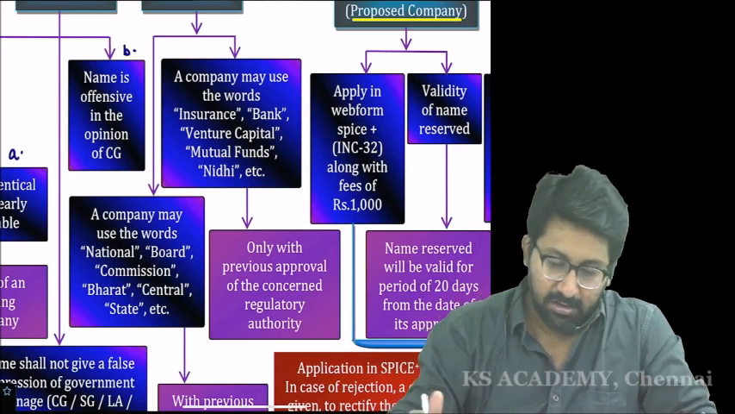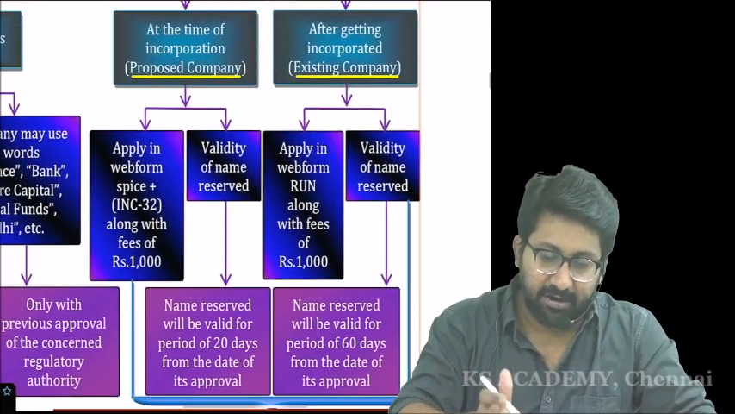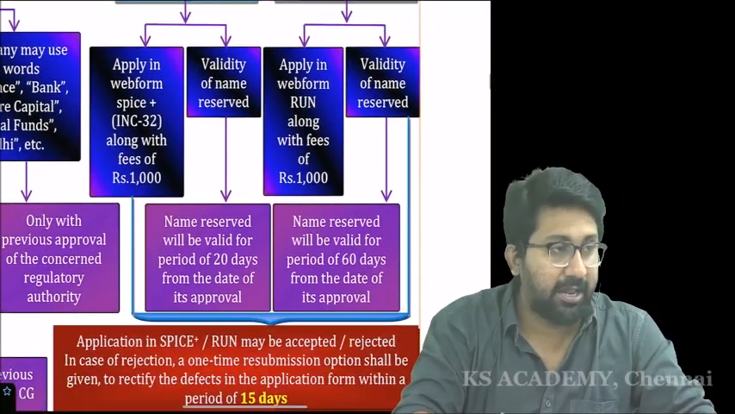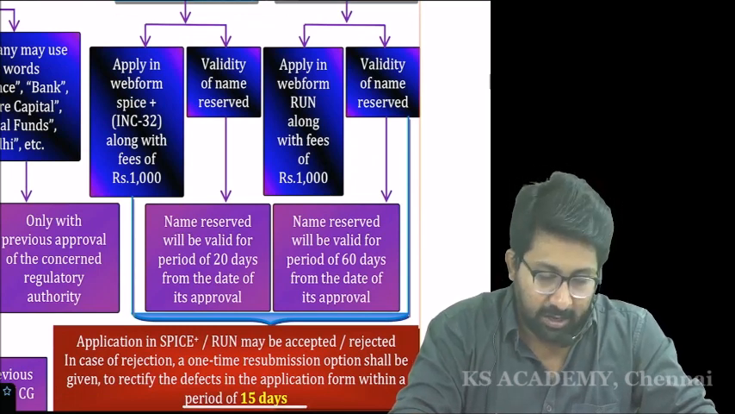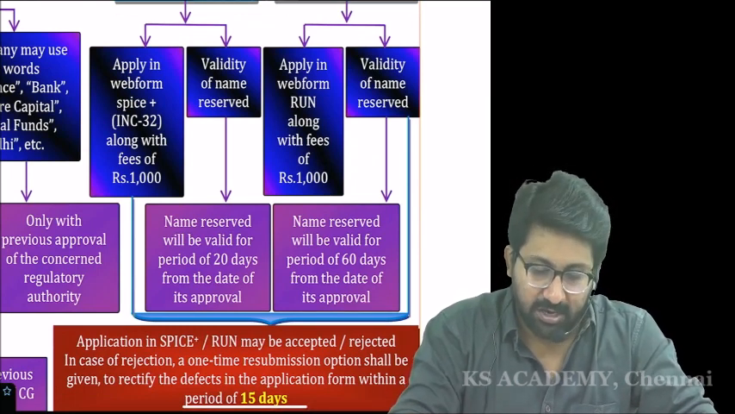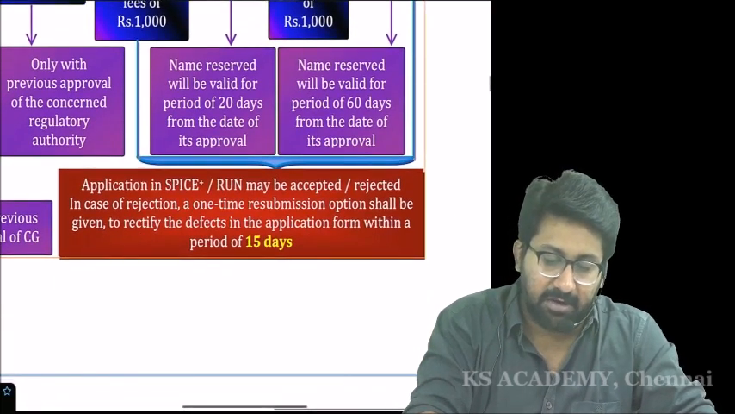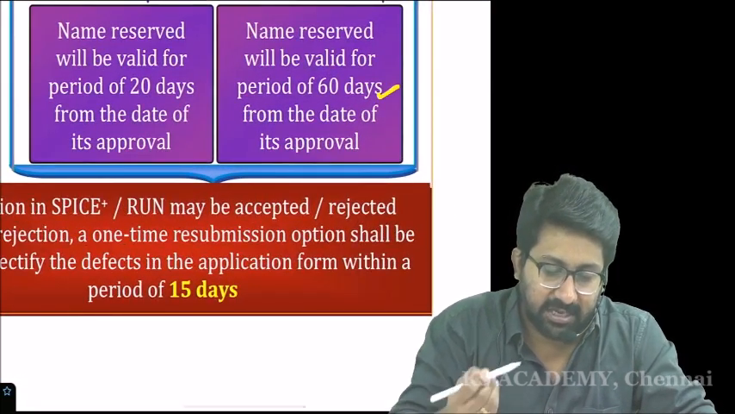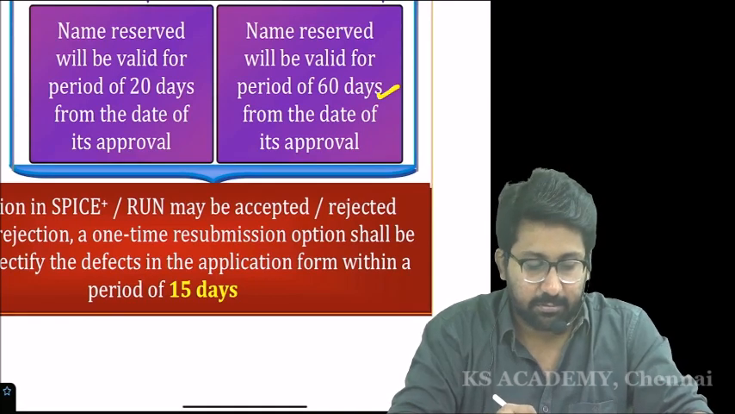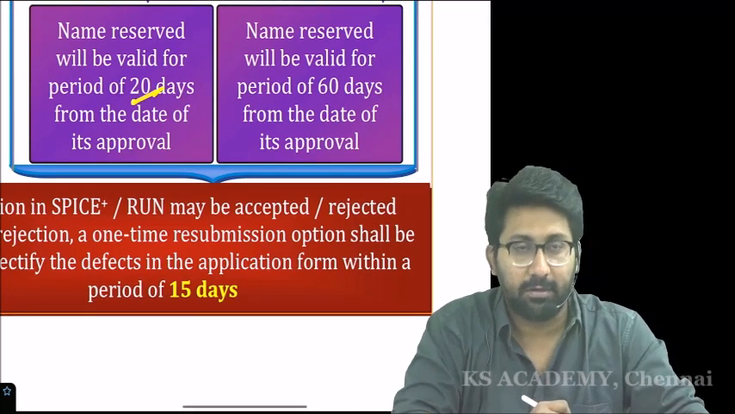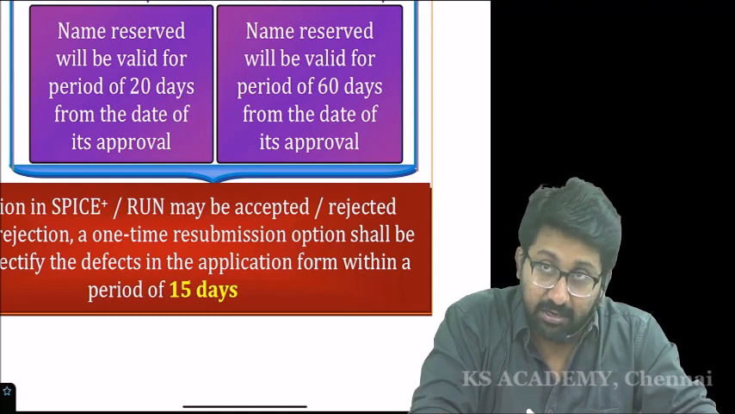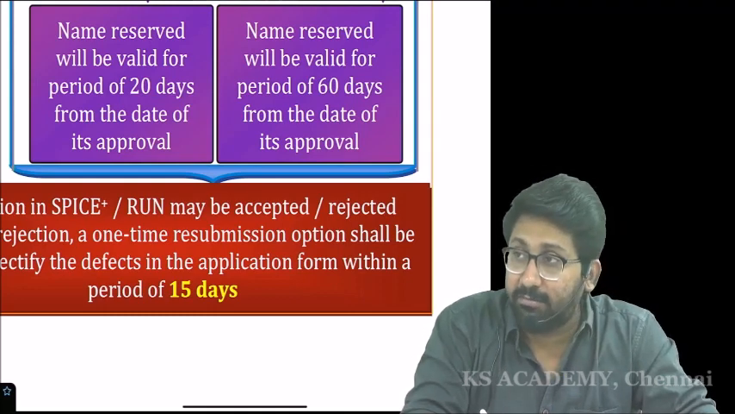Clear, everyone? Now read, please. After getting incorporated, apply in web form RUN along with fees of rupees 1000. But here the validity will change. Validity of the name reserved: the name reserved will be valid for a period of how many days? 60 days. In normal situations, after incorporation, it is 60 days.